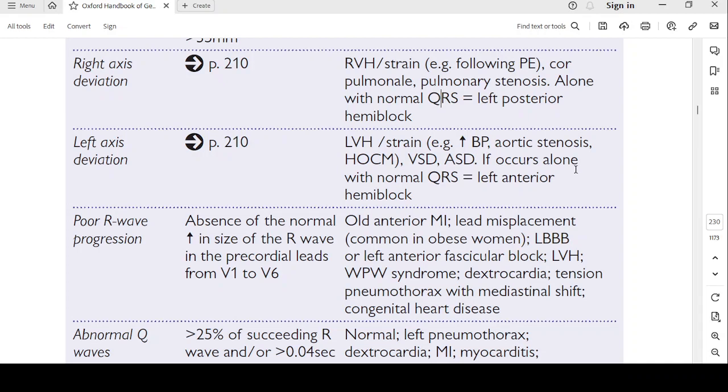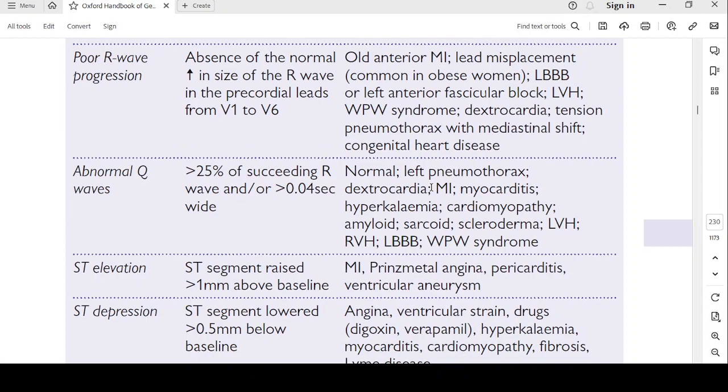If it occurs alone with normal QRS, then left anterior hemiblock. So if the QRS complex is fine, normal, and still you are having a left axis deviation, then it is left anterior fascicular block or hemiblock. And if right axis deviation occurs along with normal QRS, it's left posterior hemiblock.